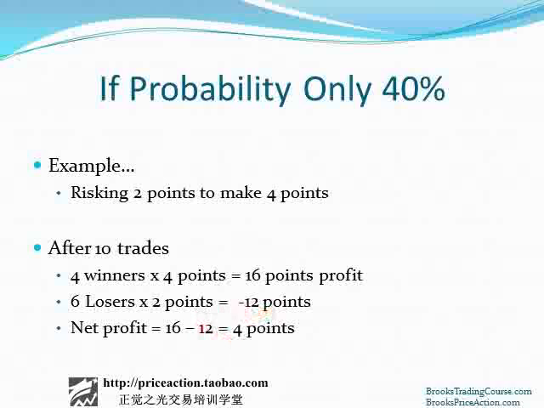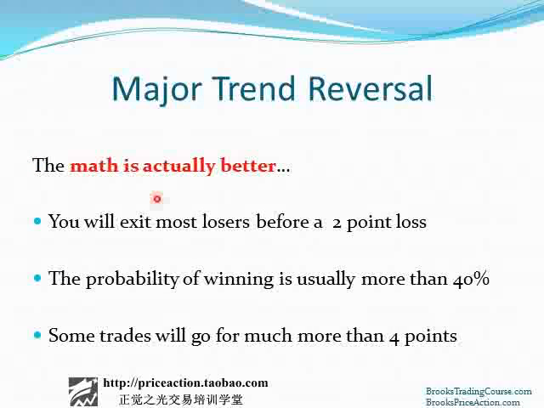So it's a positive trader's equation. The math is actually much better than that, because you'll exit most losers before you get a 2-point loss. So on the 6 times out of 10 when you don't make 4 points, you will not lose 2. In fact, you won't lose on all 6 of those losing trades. Some of those trades will be break even, some will have small wins. Also, the probability is usually better than 40%, might be 45%, 50%. And sometimes trades will go much further than 4 points. All of these factors make the result better than the numbers I showed on that prior slide.